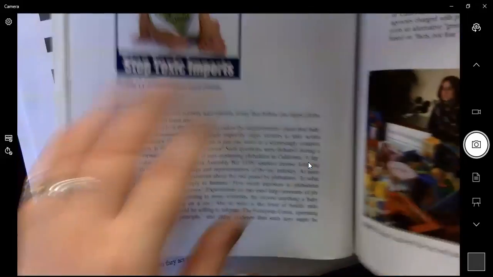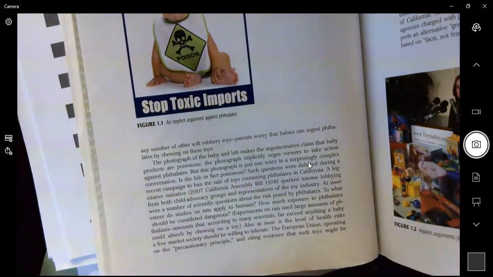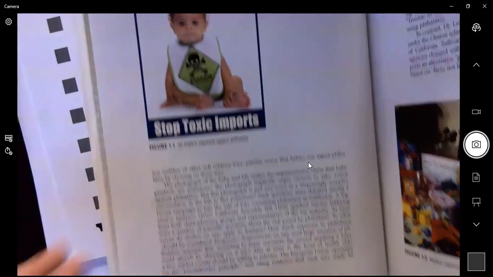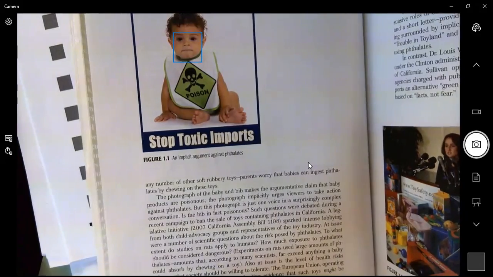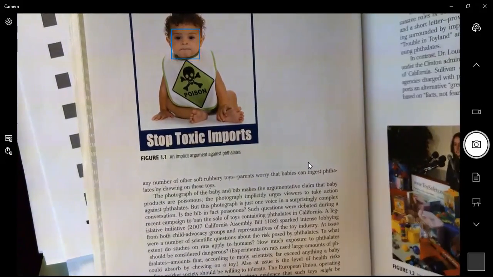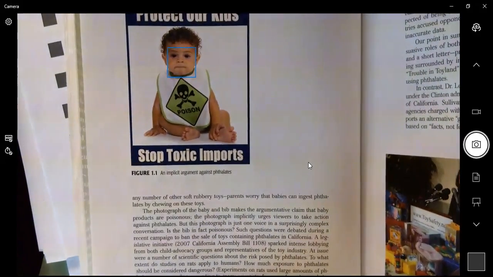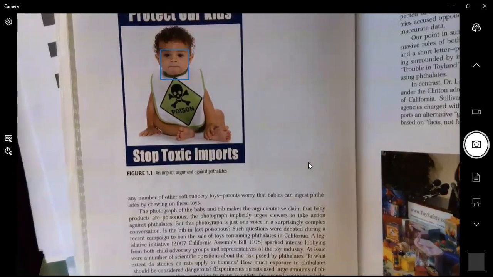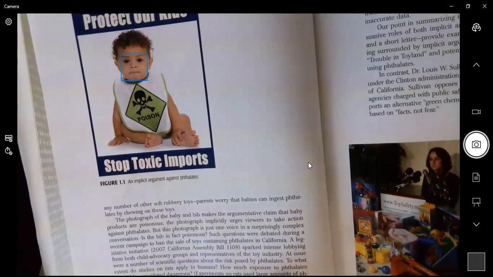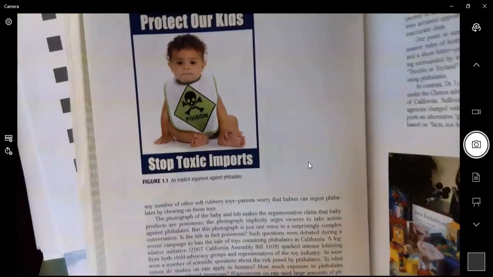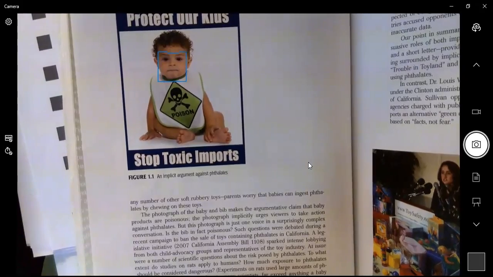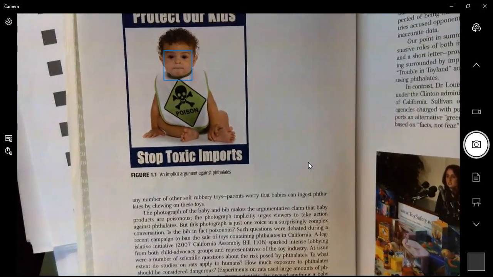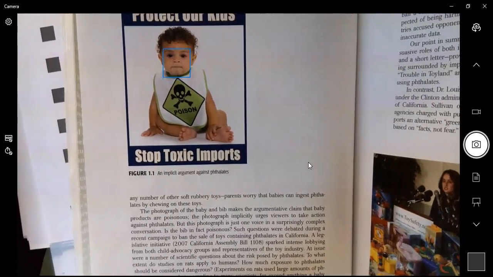Another example of an implicit argument is on page 4 of your textbook. It's got the baby with a bib that says poison, which, what are they implying here? Huh? The baby's poisonous? The baby's poisonous? The man, the poison. Or he might be eating poison, right? It's a bib. It says stop toxic imports. Protect our kids, stop toxic imports.